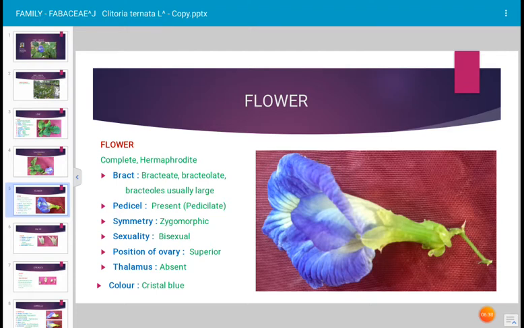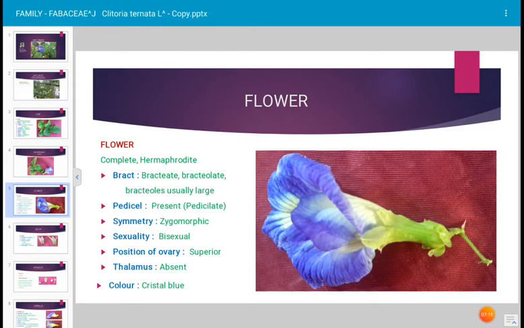And the flower has a stalk-like structure, that is, a pedicel is present. Pedicel means the stalk of the flower. It is present in the flower. Therefore, the flower in taxonomic language is described as a pedicellate flower. And at the base, a bract is there. A small bract is there. When the bract is there, such a flower is described as a bracteate flower.